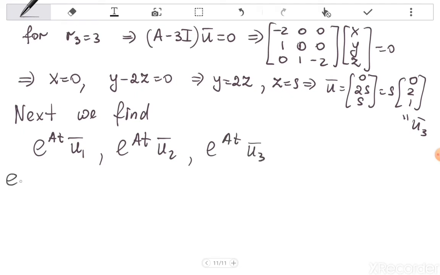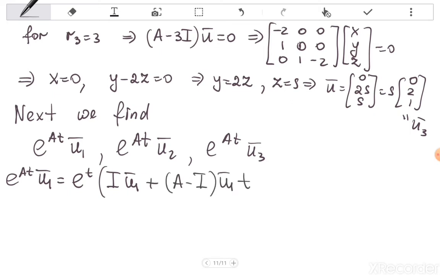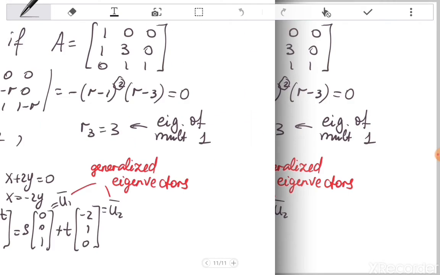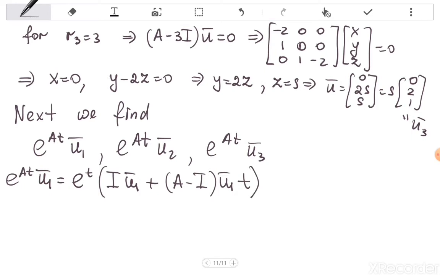So let's do this. For e to the At u1, the eigenvalue for u1 was just 1, so this will be e to the t times I u1 plus A minus I u1 t, and for the second power we already get 0, because u1 is such that the second power is 0. So we stop here. And so this is e to the t, and the identity applied to u1 we just get u1, plus A minus identity, which will be 0, 0, 0, 1, 2, 0, and 0, 1, 0.